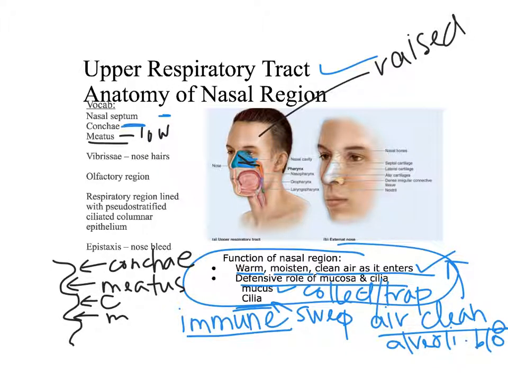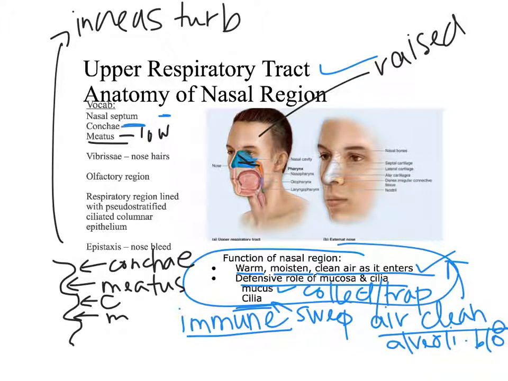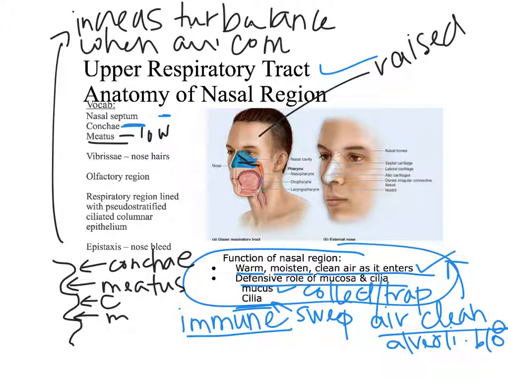Now what these do is they're going to, how am I going to write it? I'll write it up here. They're going to increase the turbulence when the air comes in. So what it does, let me make the air blue. So the air comes in and it kind of goes around like this. And it's going to make it more turbulent so that the air touches the mucosa and gets cleaned up.